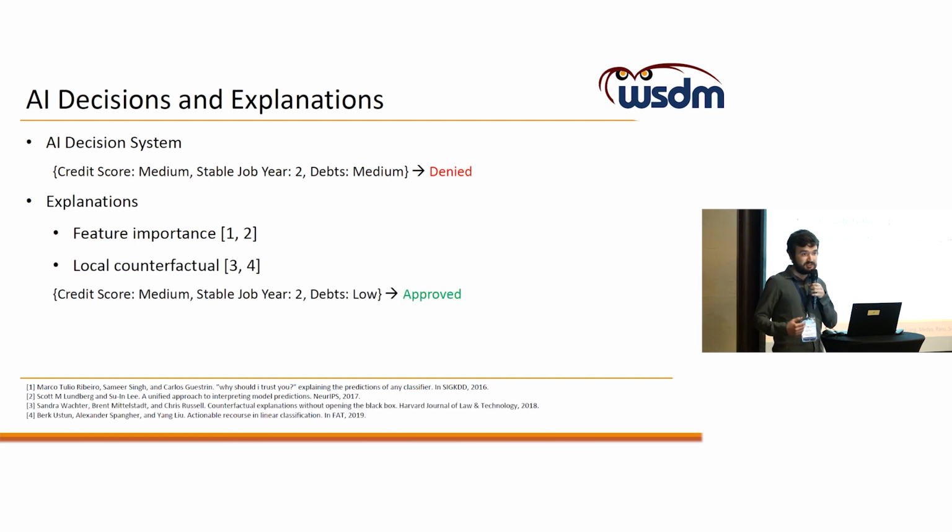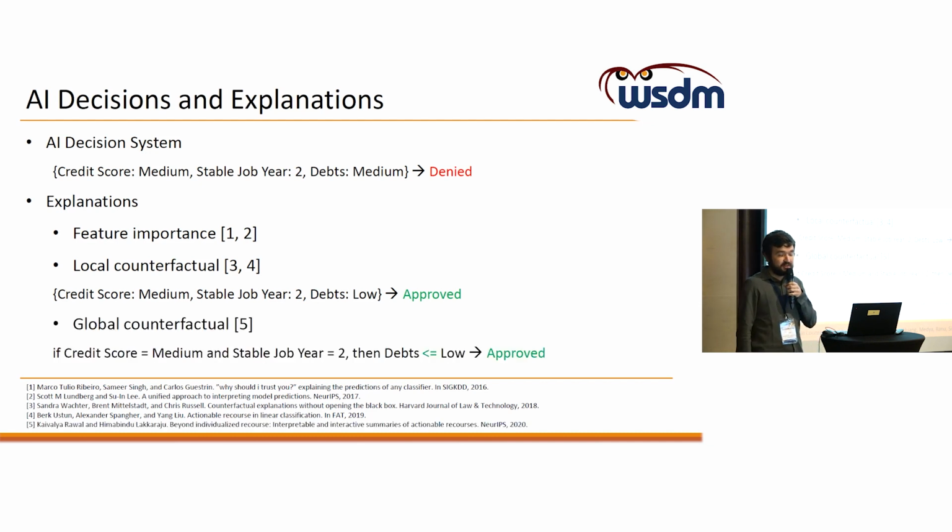A better way of explanation is to provide recourse in terms of a counterfactual. A counterfactual is another instance from the opposite class, ideally with minimal changes. For example, here, if we change the debt parameter from medium to low, the application will be approved.